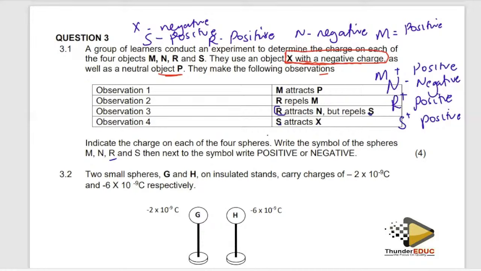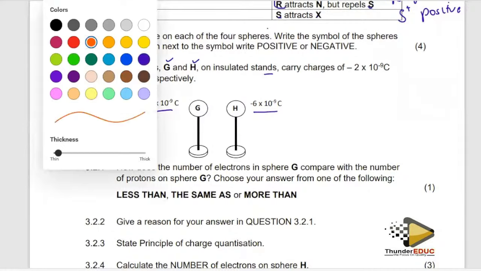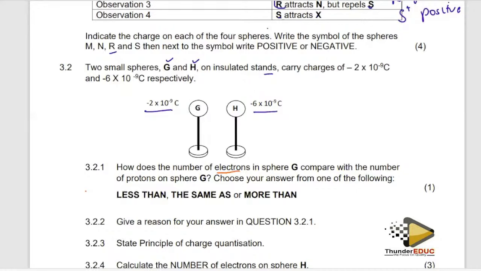All right, so if that is true, then we move on to 3.2. They're telling us that two small spheres, G and H, on insulated stands, carry charges of this and that respectively. So we have -2 times 10 to the -9 coulombs, then -6 times 10 to the -9 coulombs. Then 3.2.1, they're asking us, how does the number of electrons in G compare with the number of protons on G? We must choose from the following: less than, the same, or more than. Since the net charge on this sphere G is negative, we're going to have more electrons. So my choice is going to be more than.